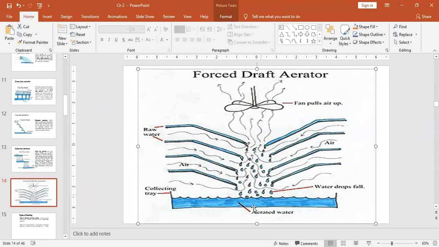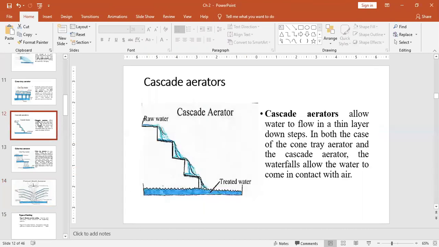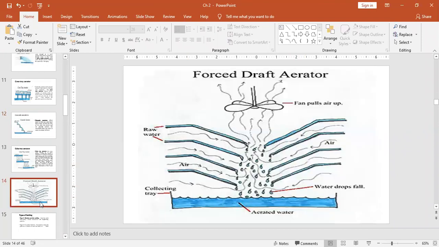The water will drop down by gravity into the tank. So especially when you want to remove hydrogen sulfide and carbon dioxide, which are the most odorous gases in water, this type of forced air draft aerator can be used. Otherwise, you can simply remember the cascade aerator, which you need to construct for the water supply system. So this is about the forced draft aerator. Draw this figure a little fast and then we'll go to the next point.